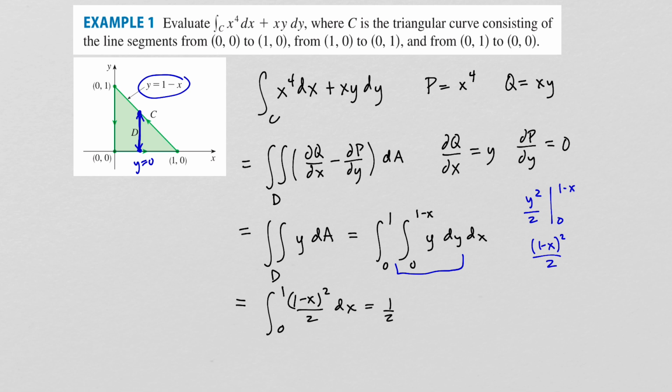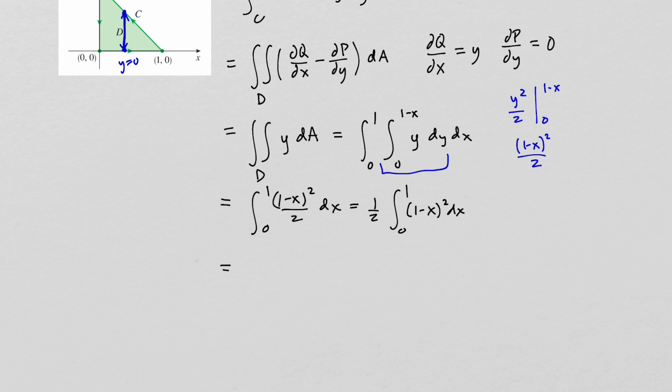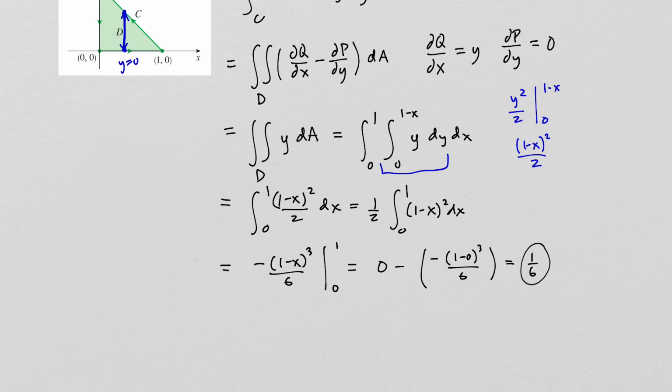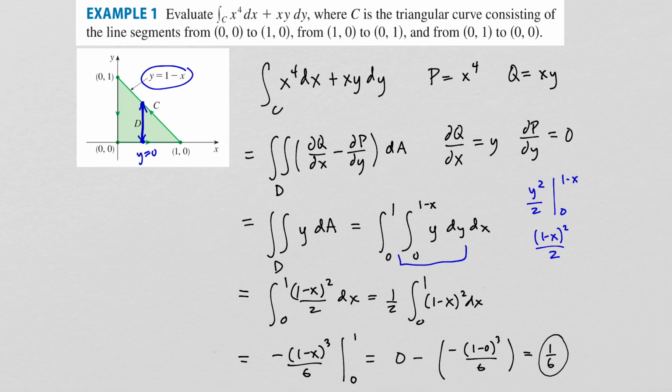And we can factor out the 1/2. And then from here, we can go ahead and do a simple u substitution. And that gives us the following. And then now when we evaluate, plugging in 1, we get 0 minus, and then when we plug in 0, we get negative (1 minus 0) cubed over 6. And this is equal to 1/6. So notice how we got the same answer, but I believe this is substantially less work. So this is why Green's theorem is useful.